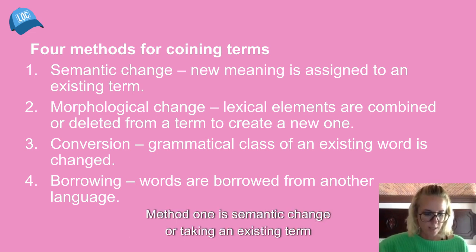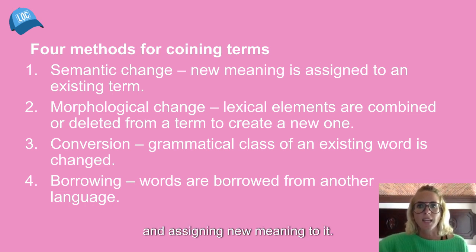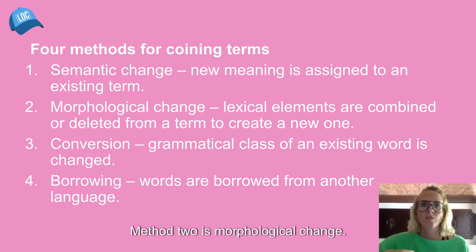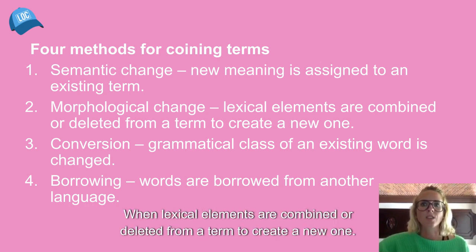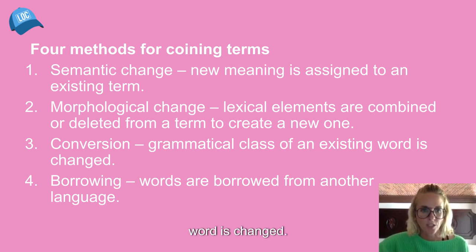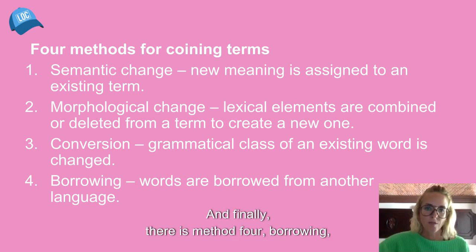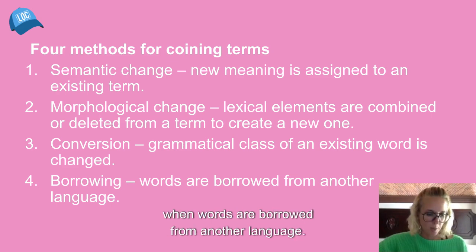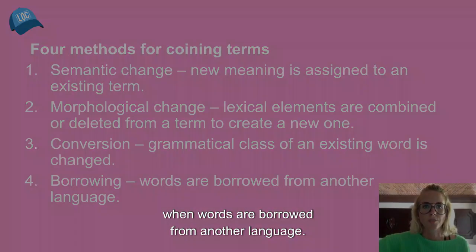Method 1 is semantic change, or taking an existing term and assigning new meaning to it. Method 2 is morphological change, when lexical elements are combined or deleted from a term to create a new one. Method 3 is conversion, or when a grammatical class of an existing word is changed. And finally, there's method 4, borrowing, when words are borrowed from another language.